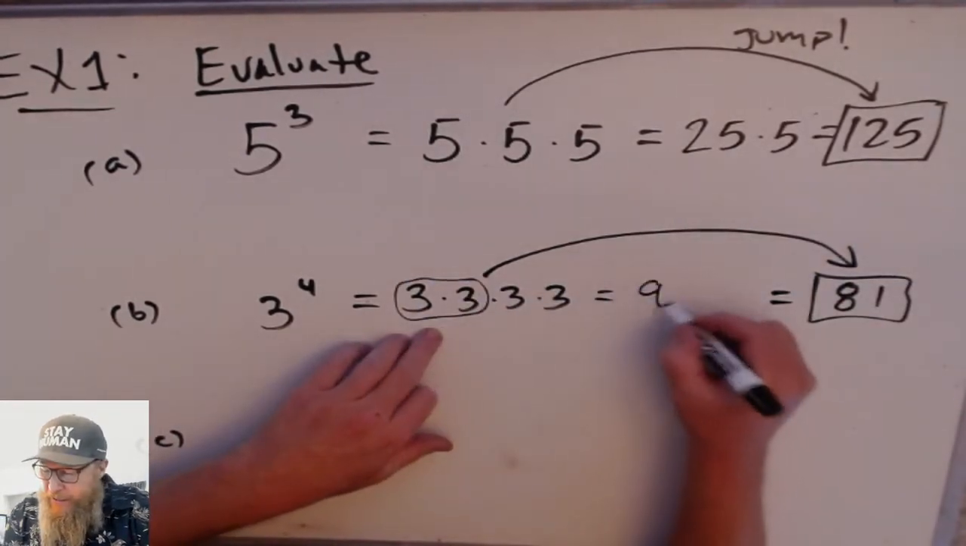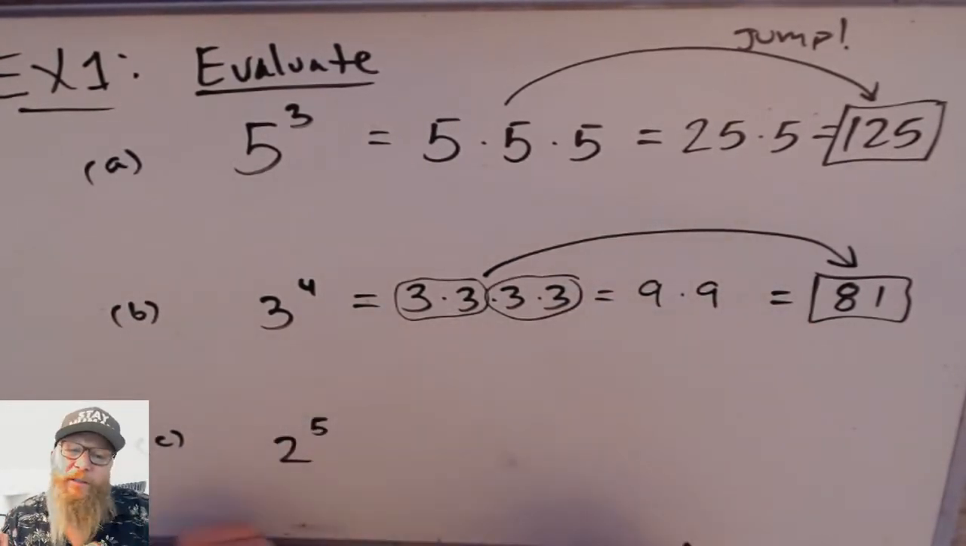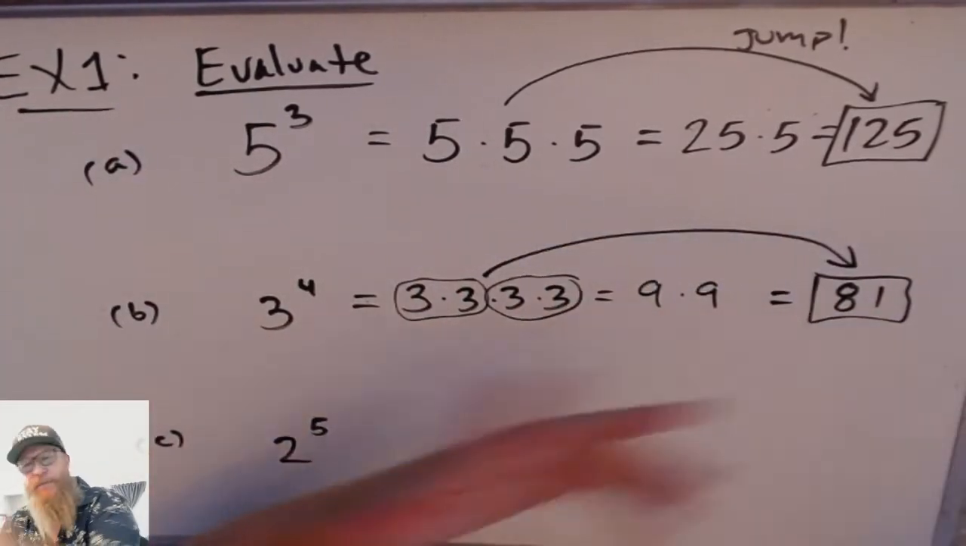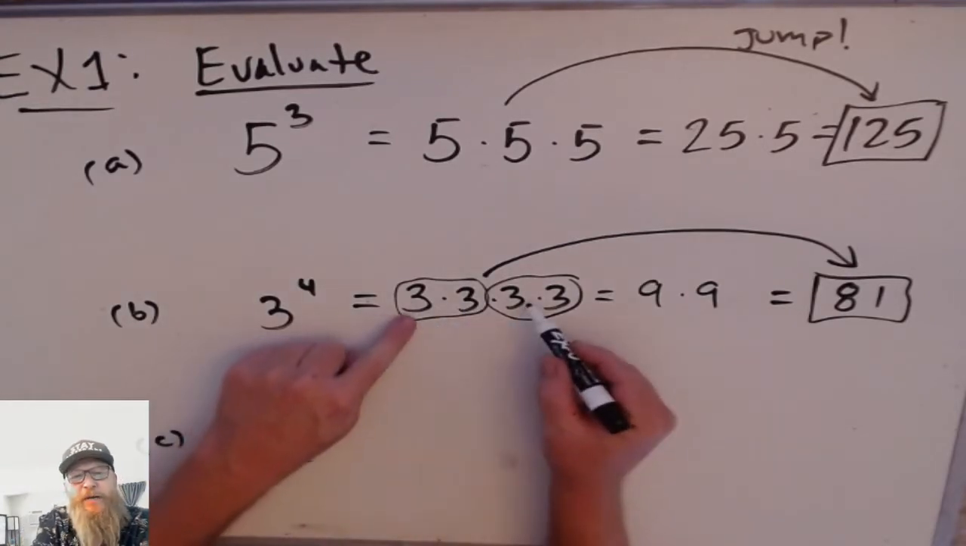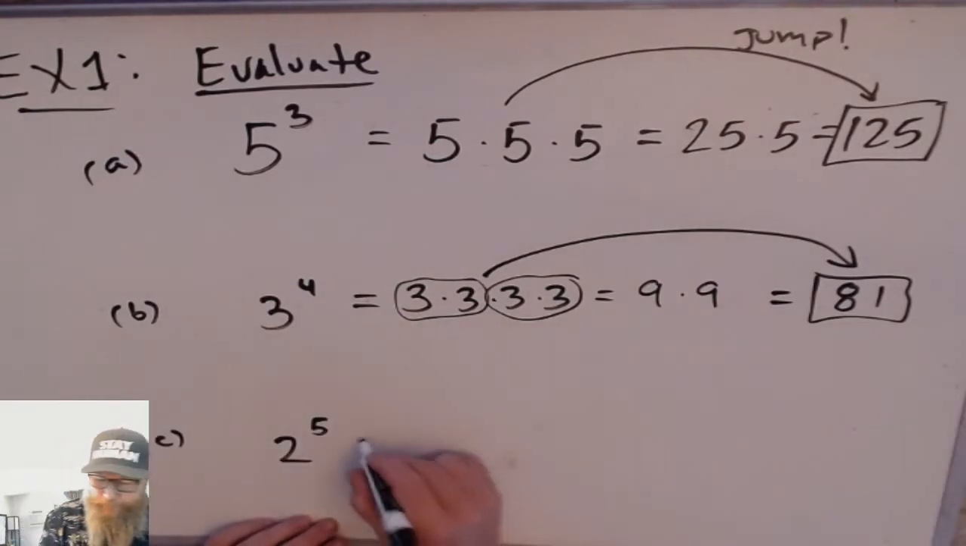3 times 3 is 9. The other 3 times 3 is another 9. I always recommend doing 2 at a time if possible. I mean, unless you have an odd number, then you obviously can't do that. And then 9 times 9 is 81. Another way to do it would be 3 times 3 times 3 is 27, and then 81 as well. But either way, you're going to get 81.